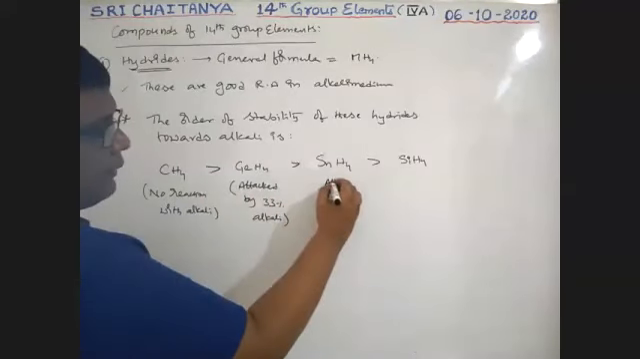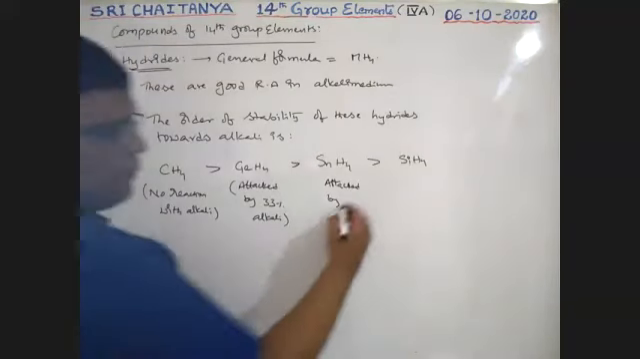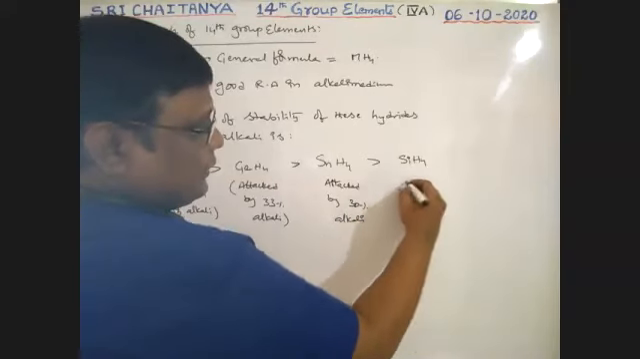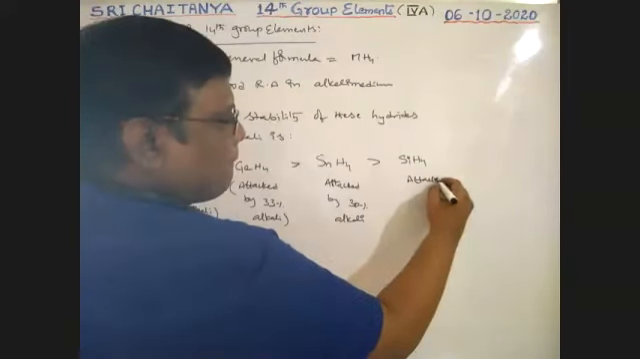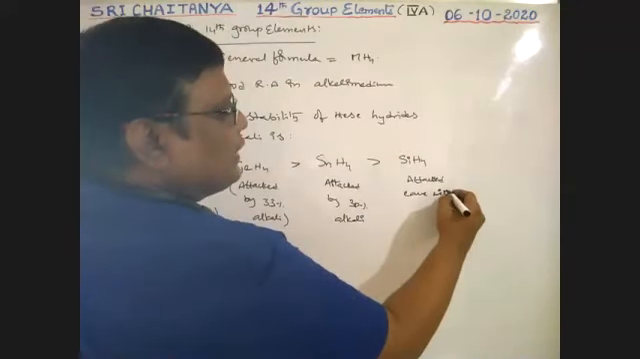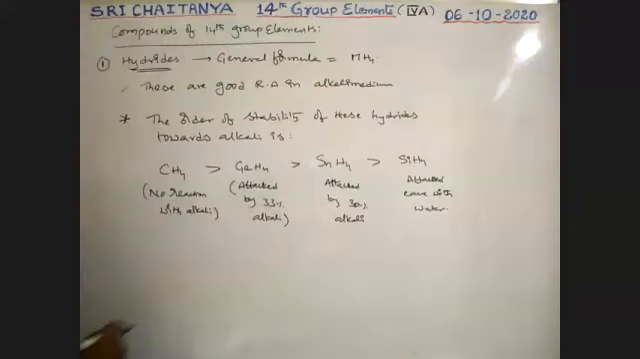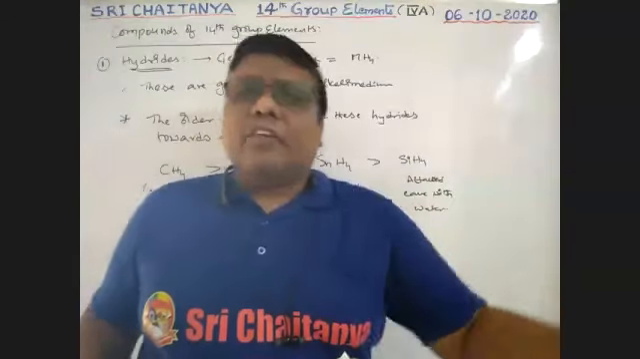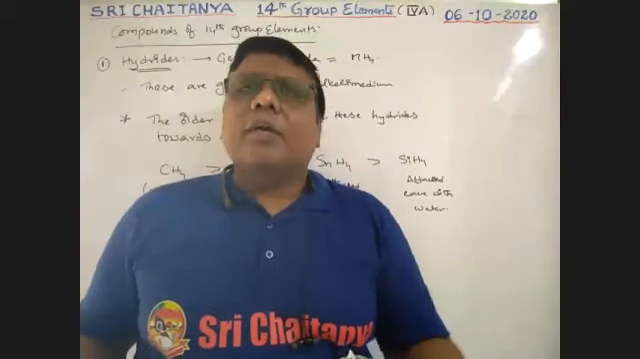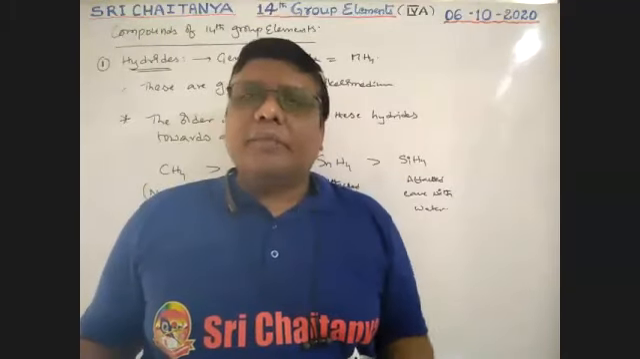Here it is attacked by 30% alkali. But this one is attacked even with water. No alkali is required. That means SiH4 is ready to react with water and also ready to react with NaOH, because water is nothing but the best nucleophile. So NaOH is also a best nucleophile. It reacts with nucleophiles.